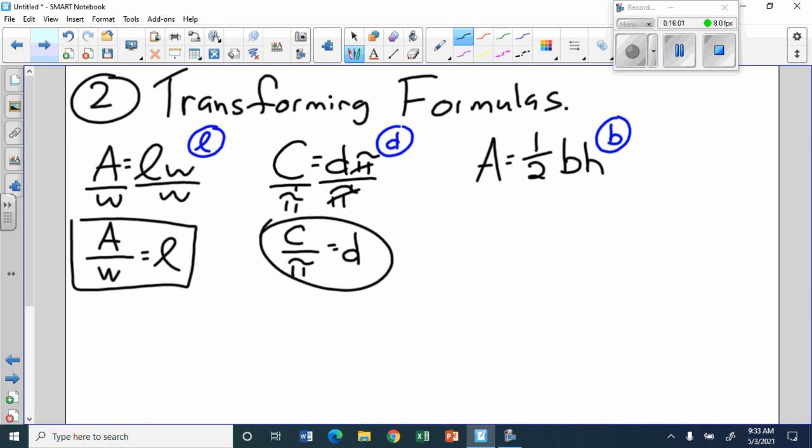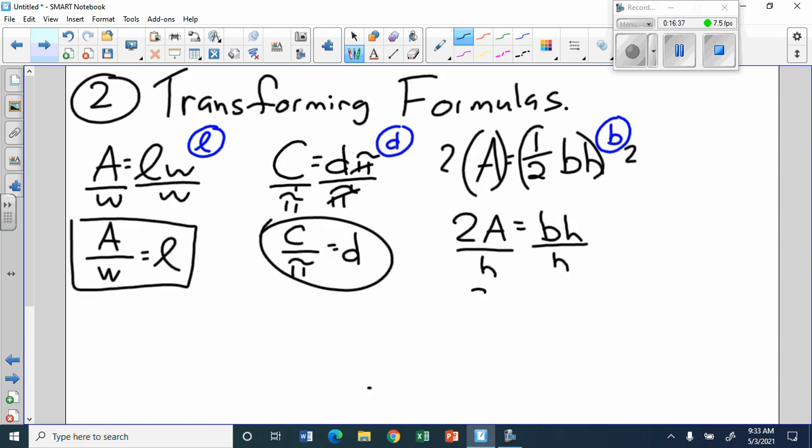So in the triangle formula, let's get rid of the half first. How do I get rid of half? Taylor? I could divide by 1/2 or, yeah, multiply by the reciprocal, right? So I'm going to multiply this side by 2 and this side by 2. So 2 times A equals base times height. Now how do I get B by itself? Two A over H equals B.